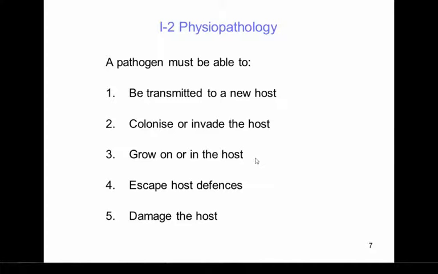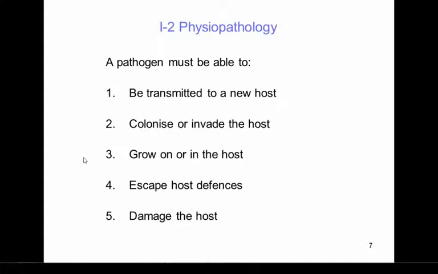Of course, we are not going to sit around waiting to be eaten by bacteria. So any type of host, animal or plant, has defenses against microorganisms. So a successful pathogen will be able to escape from the host defenses. And finally, to really cause disease, to cause damage, there's got to be some specific mechanism by which the bacterium actually harms the host. So these points 1, 2, and 3, they're to do with infectivity.